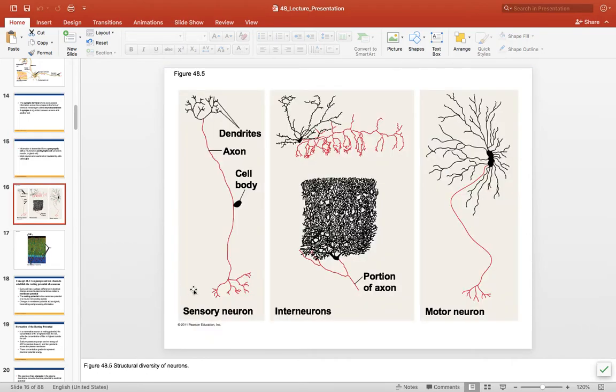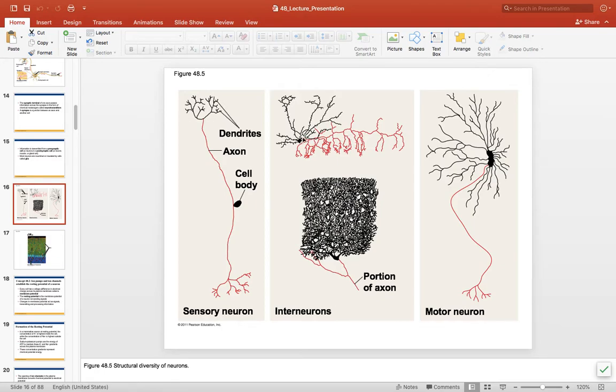All right, 3 different categories of neurons. Sensory neurons tend to look like this. They're usually longer and they have a cell body kind of in the middle of the axon. Interneurons, if we're going to go in order here, interneurons are highly branched within the brain because they make more and more connections with other interneurons and parts of your brain.